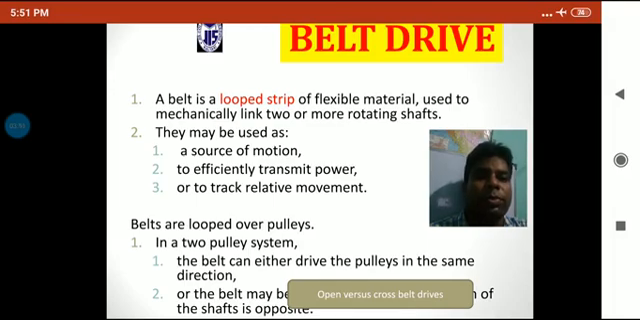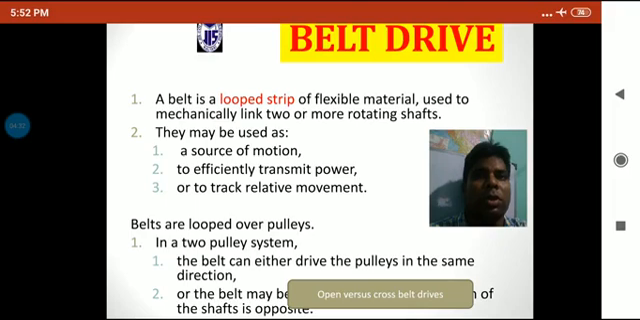One disadvantage of this belt drive is slip. The chance of slipping is more than in other systems, because there are basically two types of transmission belts. One is the flat belt and another is the V belt. The flat belt has a maximum tendency to slip from the pulley, but in the V belt there is less chance of slipping.